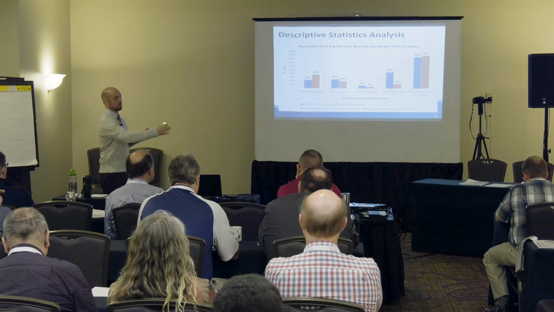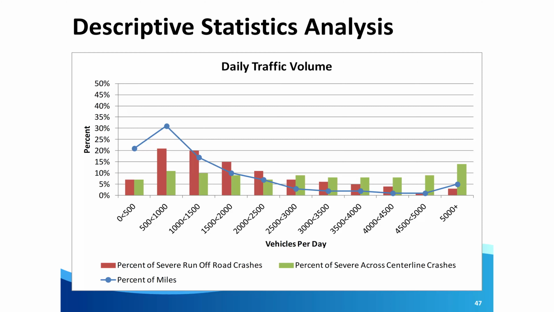But the paved shoulder is helping to push that rutting out further beyond the travel lane. This is just another way to look at it. Maybe you have traffic volume instead. So if you have traffic volume on your road, you could look at traffic volume as a potential risk factor.